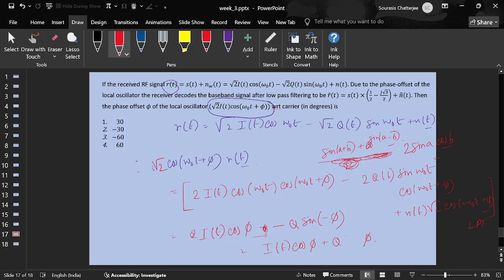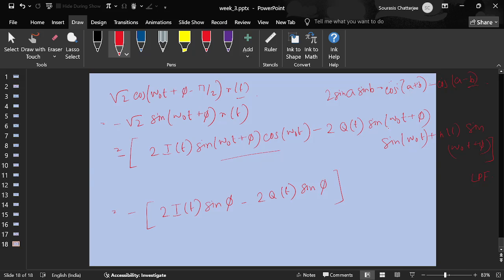But can you please tell me, for 2 sine a cos b, what is the formula again? Sine of a plus b plus sine of a minus b. Okay, so using that argument, it still comes out to be sine here only, right? Because it will be like sine of 2 omega naught t plus phi and minus sine of phi. I mean plus sine of minus phi. So essentially minus sine of phi.